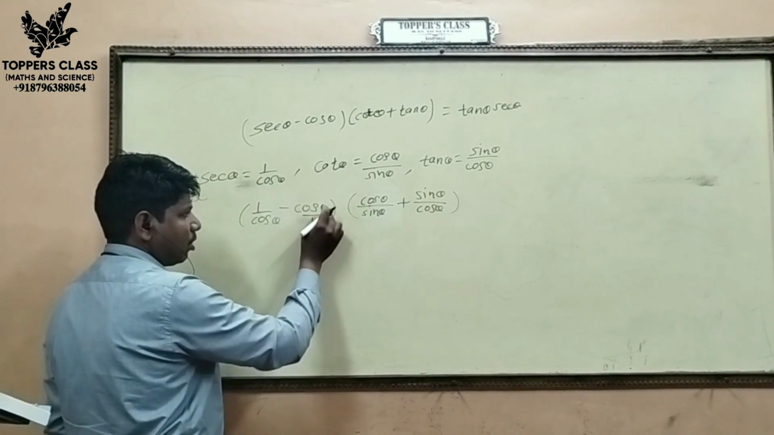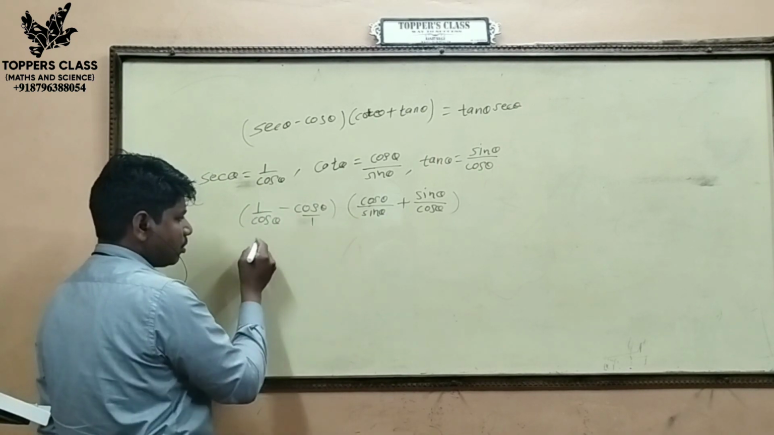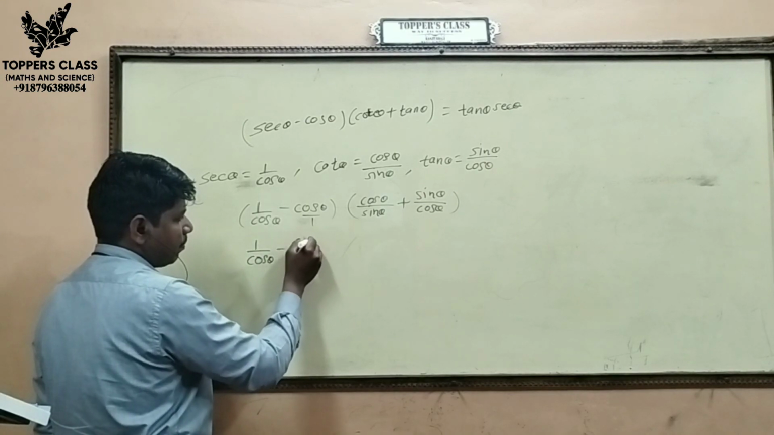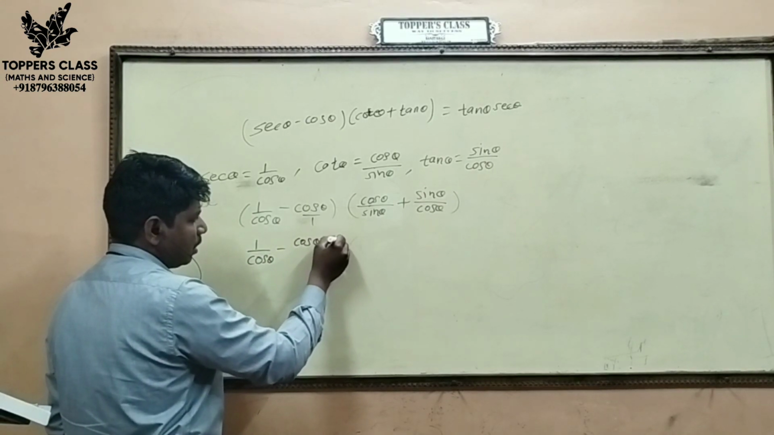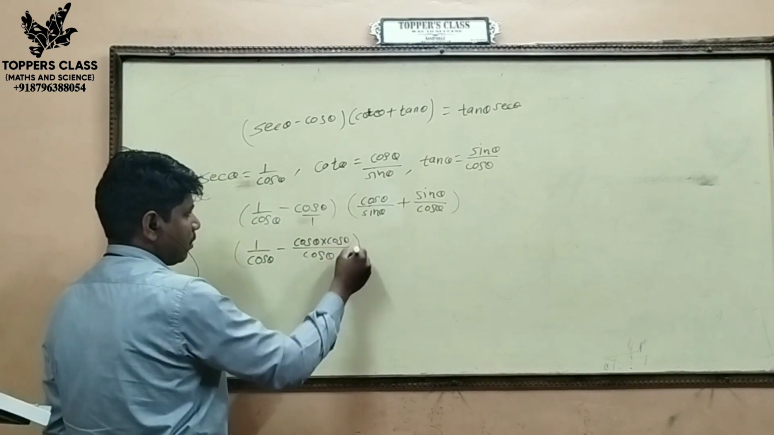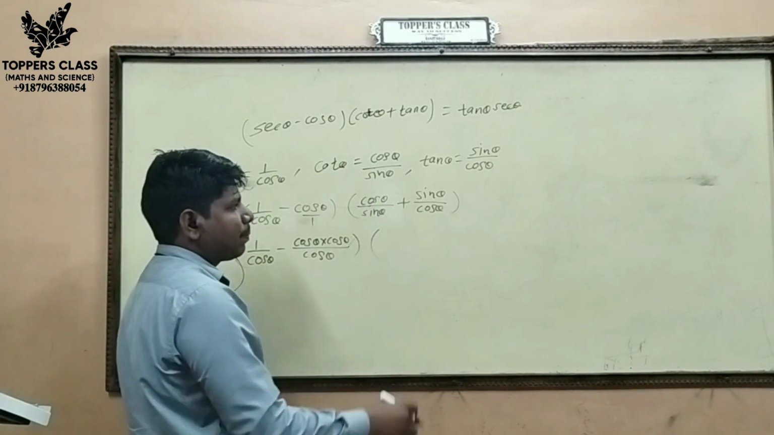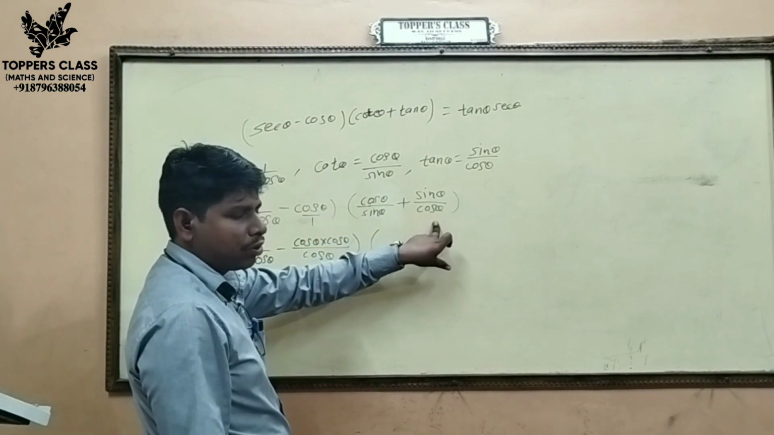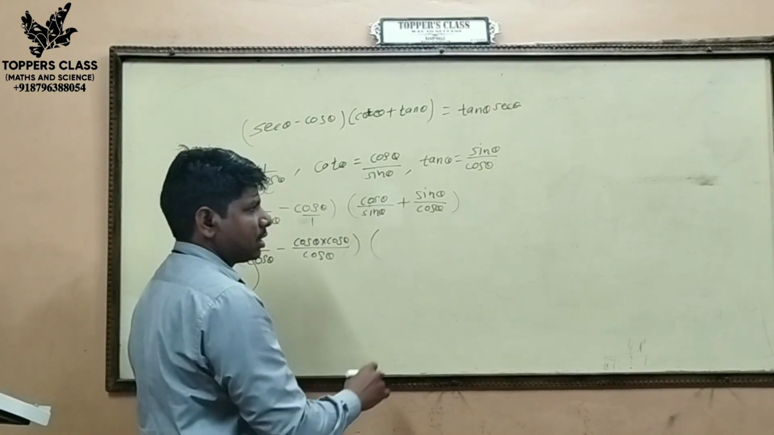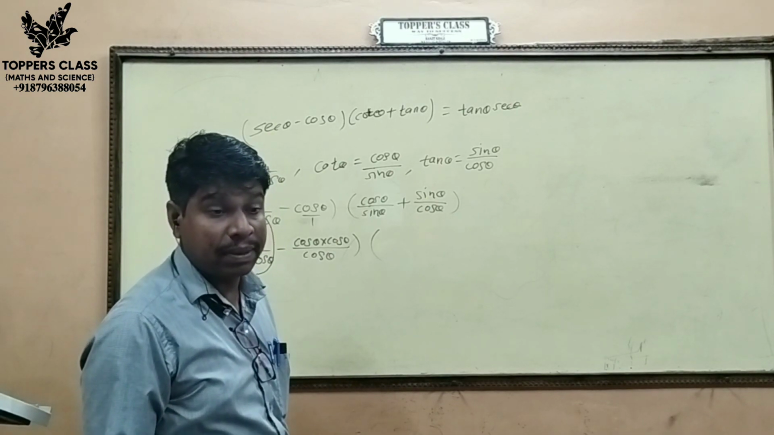So we'll multiply this side by cos theta, only this side, remember. So 1 upon cos theta minus, here I am going to multiply by cos theta into cos theta upon cos theta. Second bracket multiplication as it is. Now here cos theta upon sin theta, here sin theta upon cos theta. Again here we have to multiply this side by cos theta and this side by sin theta. Then only we will get the same denominator.